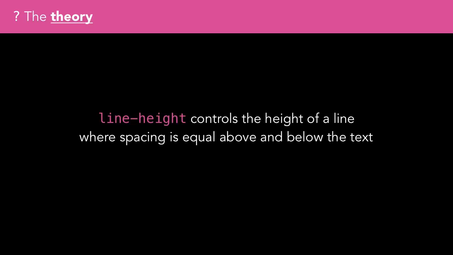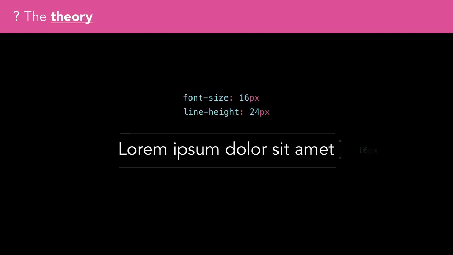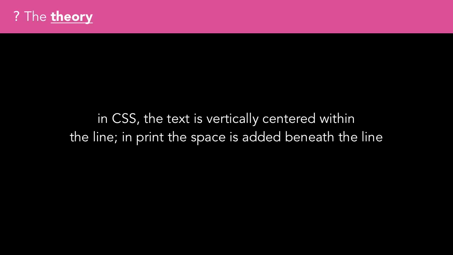If I have a paragraph with 1em or 16 pixels font size, and I have a line height of 24 pixels, there will be 4 pixels of space added above the text, and 4 pixels of space added below. The height of the line will be 4 plus 16 plus 4, which equals 24 pixels. This is the major difference between line height and leading. In CSS, the text is vertically centered within the line, and in print, the space is added beneath the line.